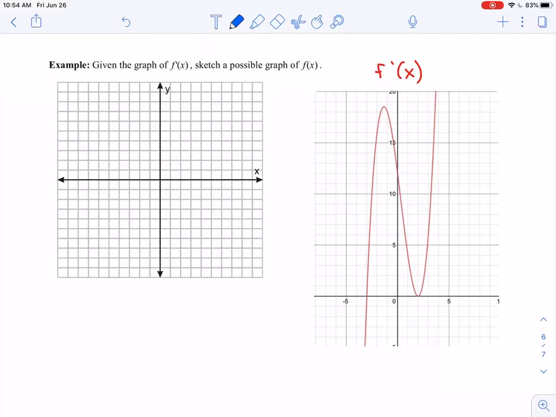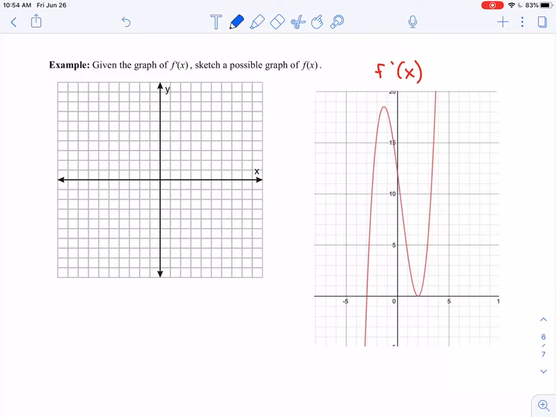This last example is a little bit different from the other problems that we've looked at, but it covers a lot of the same ideas, and I think it's a really cool problem. So here we're going to be given the graph of f prime of x. I want to use this to sketch a possible graph of f of x.